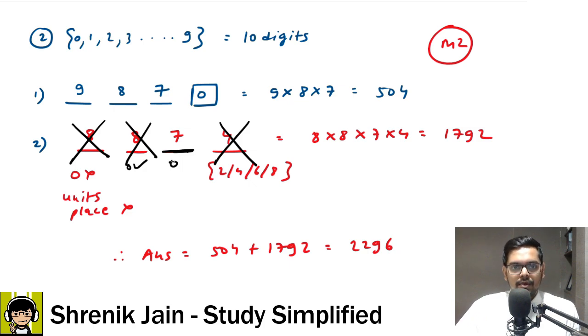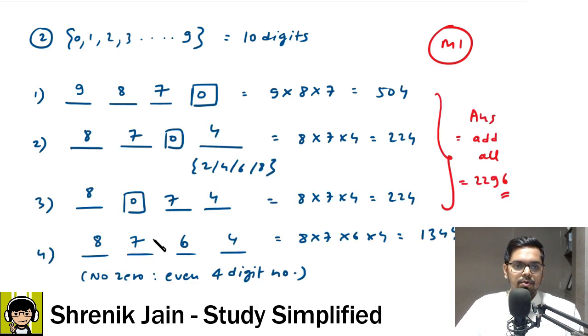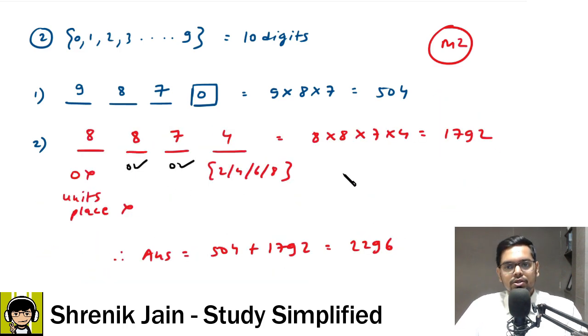0 can be possible. So out of 10, 3 is gone, 7 is only left. So 7 possibilities. Understood? If understood, then I guess this case is pretty much clear, which contains all these 3 possibilities in just one scenario. So 8 into 8 into 7 into 4 would be 1792. Add them all, you will get 2296.